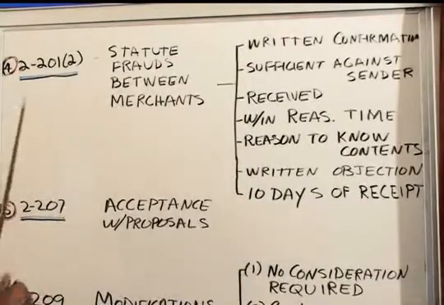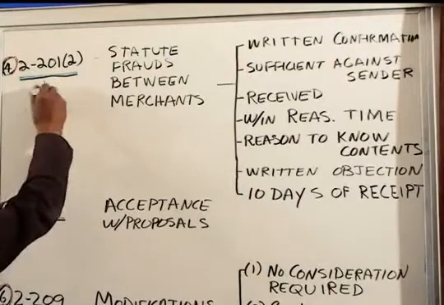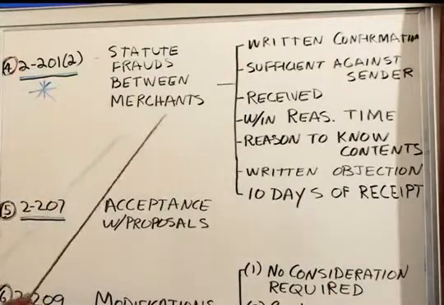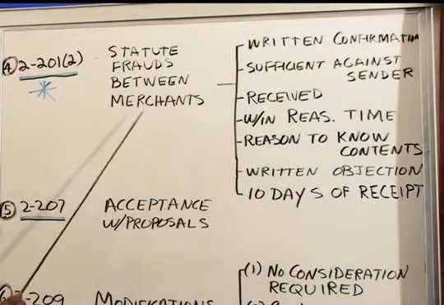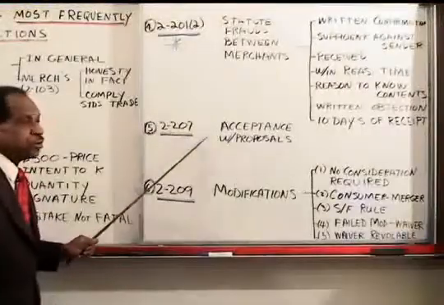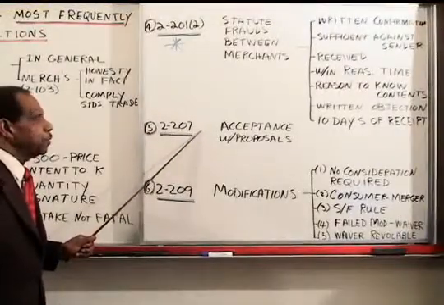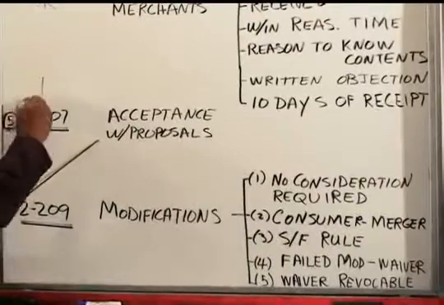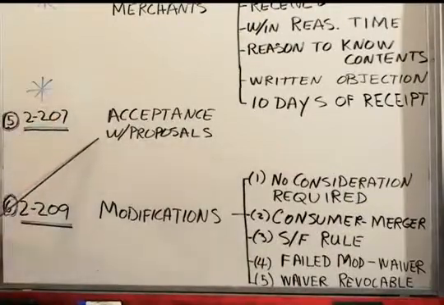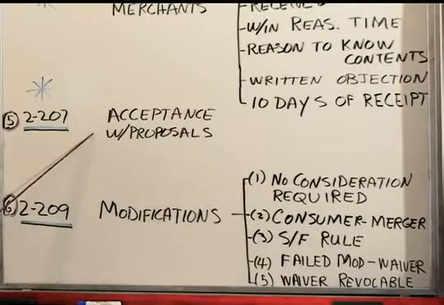There's a lecture on this. I'll put an asterisk here. There's a full lecture on this subject. It's tested often enough that I made a full lecture out of it, so please take a look at it. 2-207 deals with acceptances with proposals, and that's such an important topic and complicated enough that I won't even try to summarize it here, but there is a full lecture on that. Please watch it. It's important. That's tested a lot.